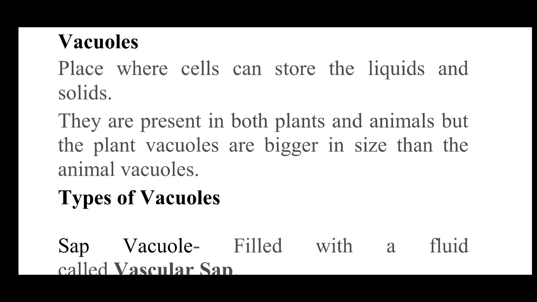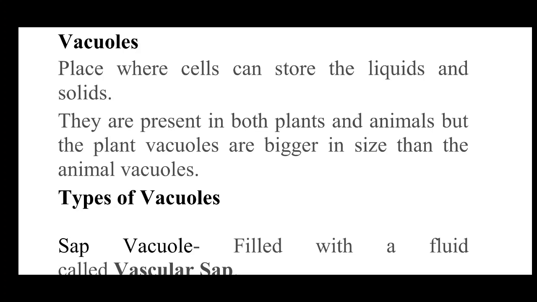They are present in both plants and animals, but they vary in size. They are present in the figure of plant and animal cell. You would have noted that in one of the cells vacuoles are not present, but generally vacuoles are present in both of them. But the size of the vacuole in the plant cell is bigger than in the animal cells. Means the plant cell's vacuole is very big, and in the animal cells the vacuole is very small.